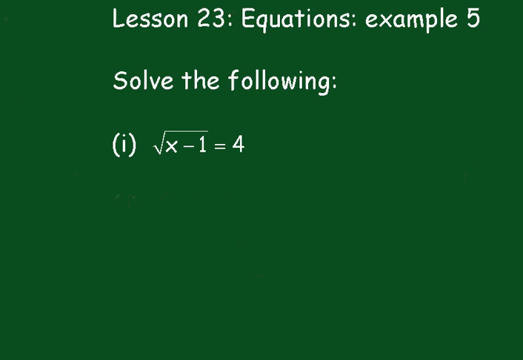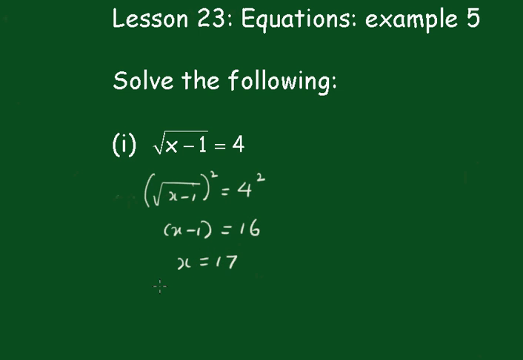Lesson 23, Equations, Example 5. Solve the following. Square root of x minus 1 equals 4. Now to get rid of that square root, we're simply going to square both sides. Let's write this out like this. And it becomes x minus 1 and 4 squared is 16. So x equals simply 17.